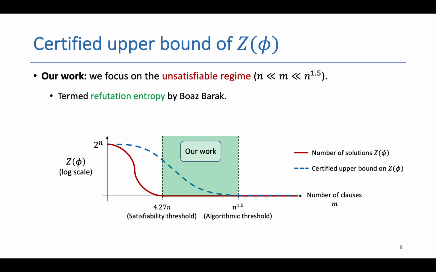So in our work, I want to reiterate that we focus on the unsatisfiable regime, and this would be the region in between n, the satisfiability threshold, and n to the 1.5. And we'd like to determine the curve, which is what is the best upper bound we can certify on the number of satisfying assignments.